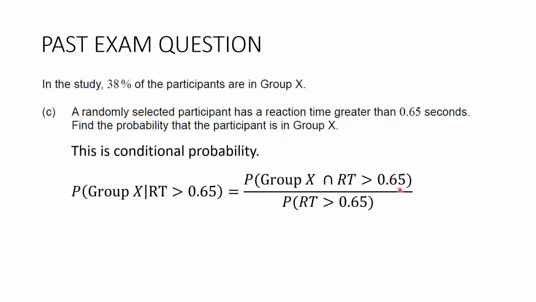Just using the formula, we want the intersection of those two divided by the probability the reaction time is greater than 0.65. Now, the probability they are in group X and have a reaction time greater than 0.65, we're just going to multiply 38% by whatever the probability is that their reaction time is greater than 0.65. It was, that's right, we worked that out before. So 0.38, that's 38%, and this was the answer to A, 0.0107. Now, this is going to cause us some grief as well.